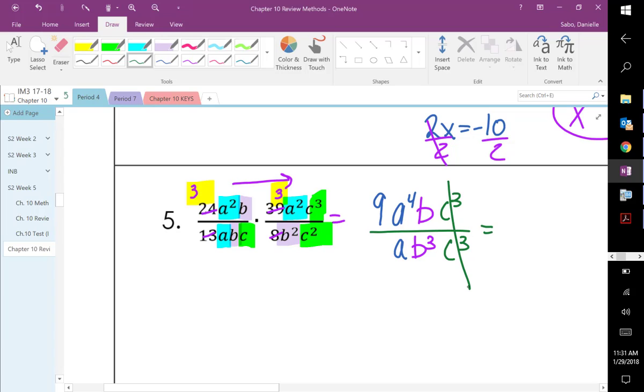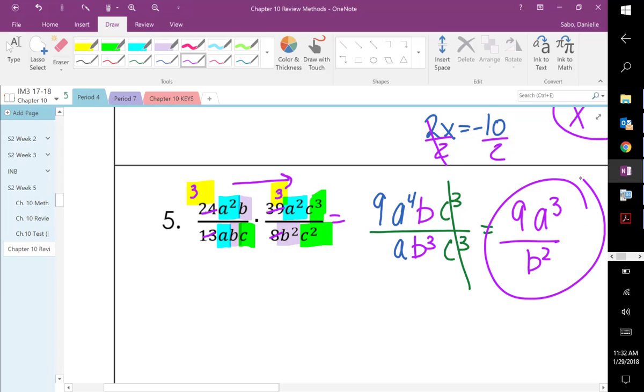But look at that. Goodbye c's. I have 4 a's on top, 1 on bottom. How many are left and where is it? There's 3 on top. Very good. What about the b's? Yeah, b squared on the bottom. Very good. And you're done. Awesome. That was good work.